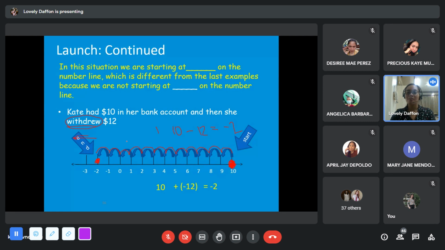Mao na siya kasi we withdrew something. So dili po siya pwede ma-plus kasi kuhaan man nimo og 12, so dapat minus talaga yan. Pero the same rin ang resulta. If you have 10 minus 12, then it will result to negative 2. The same thing with 10 plus negative 12 equals negative 2. Pero kung ako ang pabuton, the correct formula should be this one, kasi this formula alone will satisfy the situation.